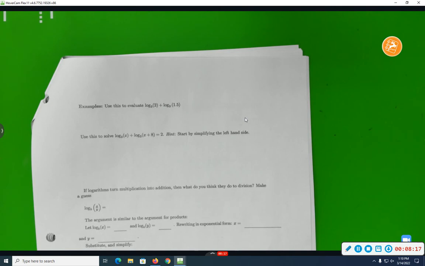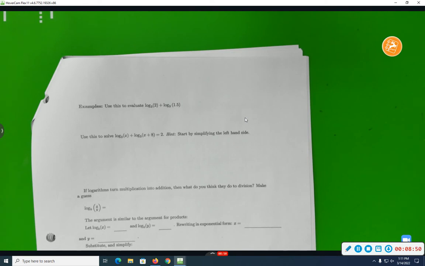Let's compute the log base 3 of 2 plus the log base 3 of 1.5 without using a machine. So the first thing to notice is I can't compute log base 3 of 2 without a machine. I know it'll be less than 1 because 2 is less than 3, but it'll be bigger than 0. That's all I know. Same thing with 1.5. So let's try to take these two things, study them, and figure out what the sum will be.